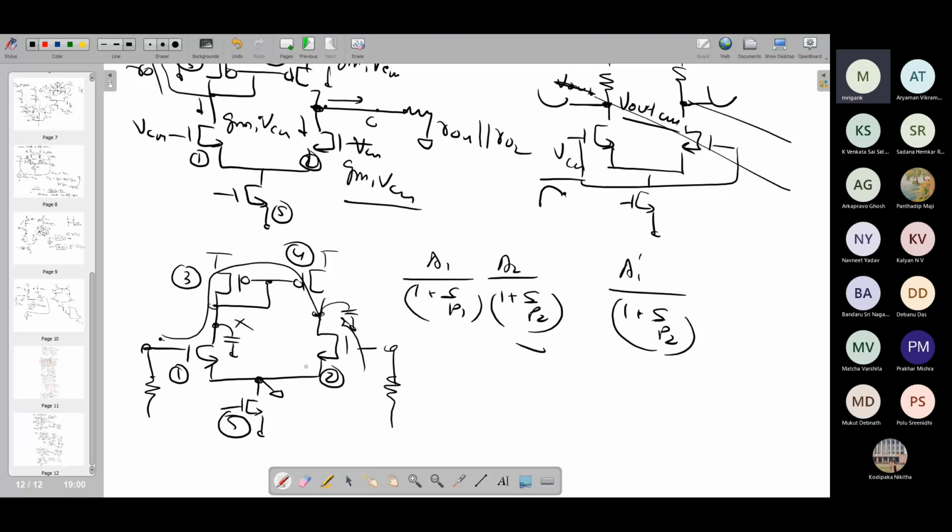So ultimately, if you assume that the dominant pole is this one, it will give you a one pole system, and other poles will be at higher frequency. Is that clear?